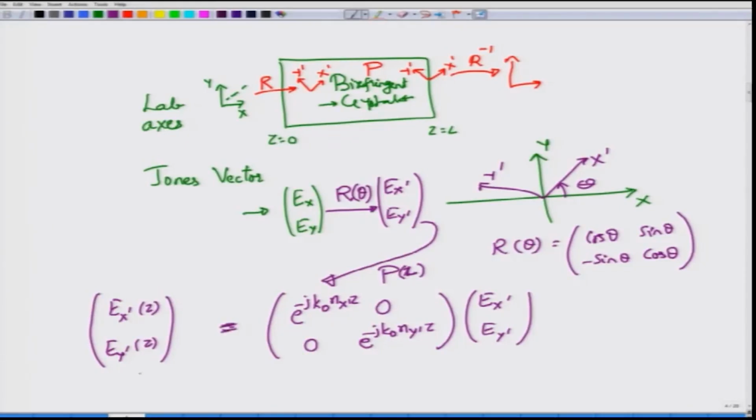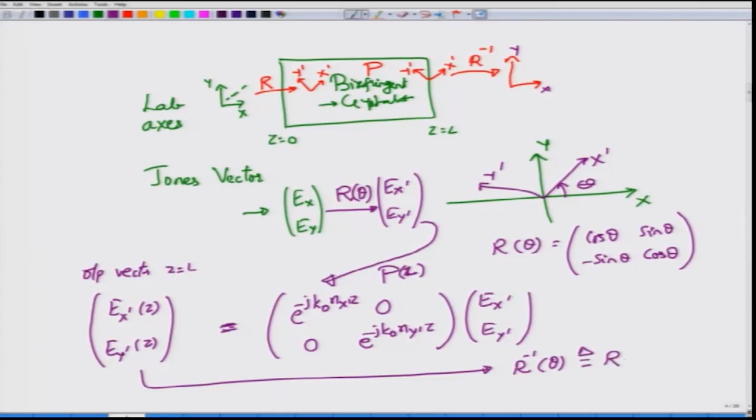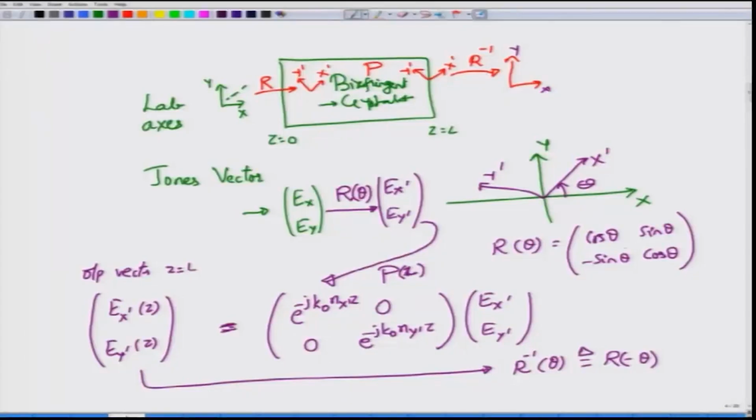Now, what is the final step? Well, you have to take this output Ex prime z Ey prime z, because this is the output Jones vector when z is equal to L, and then multiply by the inverse matrix to go from x prime y prime axis back to x and y axis. And this R inverse of theta, you can show as an exercise, can be obtained from the same R matrix by changing theta to minus theta. When you do that, the sign of the off diagonal elements will interchange, whereas the diagonal elements would essentially remain the same, because cos of minus theta is cos theta and sin of minus theta is minus sin theta.